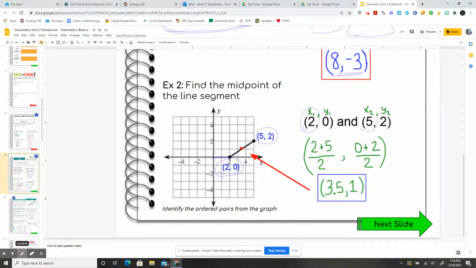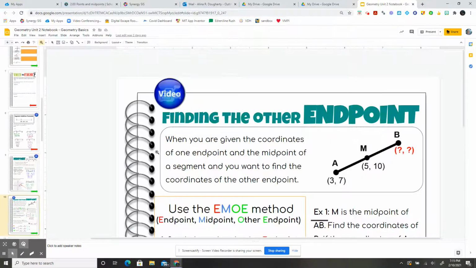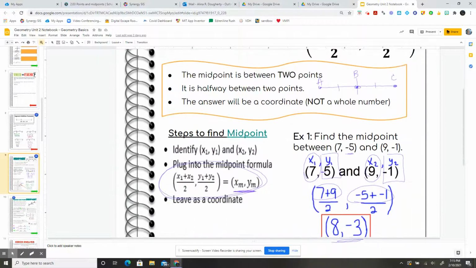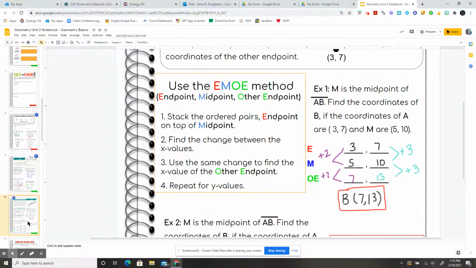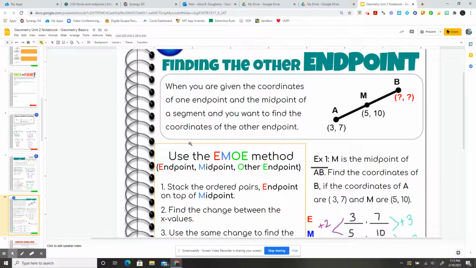Our x's are 2 and 5. 2 plus 5 is 7. 7 divided by 2 is 3.5. And then we've got 0 plus 2, which is 2. 2 divided by 2 is 1. And that is pretty much it, ladies and gentlemen. It is this formula right here, this x plus x divided by 2 and y plus y divided by 2 that's going to be so important. So let's go to slide 10 and see how it's different here.